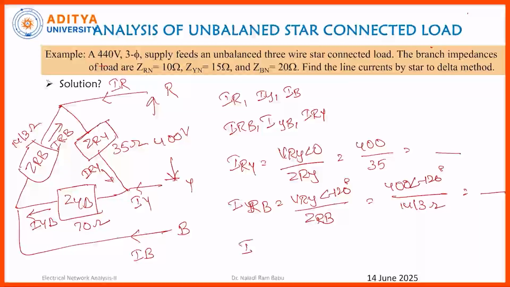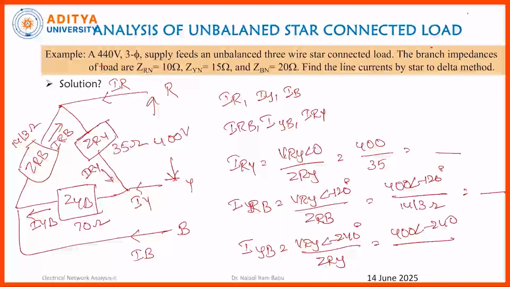Next one is IYB. IYB is VRY at an angle of minus 240 degrees divided by ZRY. Therefore, VRY means 400 at an angle of minus 240 divided by ZRY. The value of ZRY is 35 ohms. Calculate it and note down the values. After the calculation part, we will be getting the values of IRY, IRB and IYB.